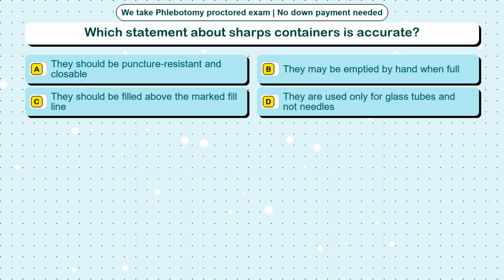Question 48. Which statement about sharps containers is accurate? Option A. They should be puncture resistant and closable. Option B. They may be emptied by hand when full. Option C. They should be filled above the marked fill line. Option D. They are used only for glass tubes and not needles.